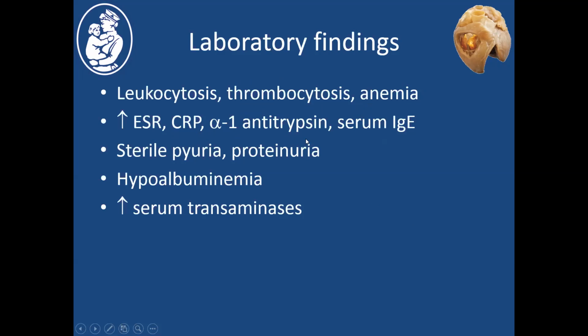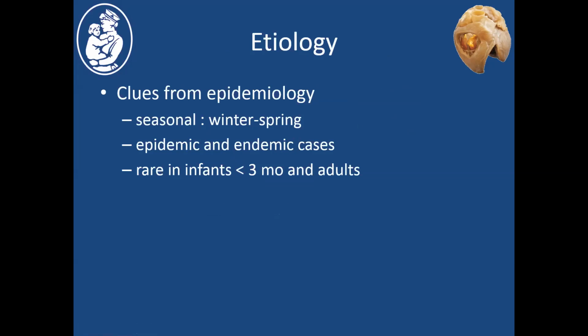The typical acute phase reactants are elevated. You can see sterile pyuria, proteinuria. The albumin often is low in these patients, and the serum transaminases are often elevated, indicating liver involvement. We don't know the etiology of this, despite 50 years now of looking for an etiologic agent in Kawasaki disease, but there are some clues.